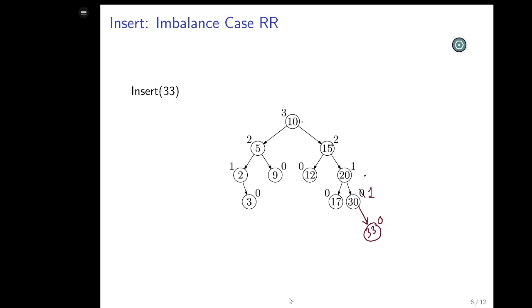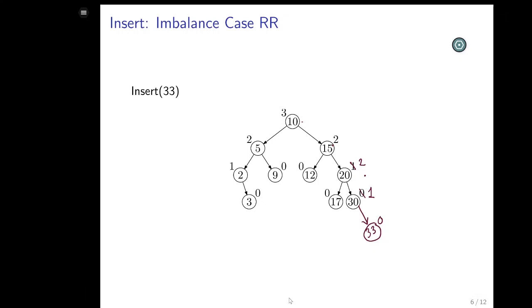Happy? Okay. Then we go up another level. Now we take the max of the 2 children's heights plus 1. That becomes a 2. Happy?